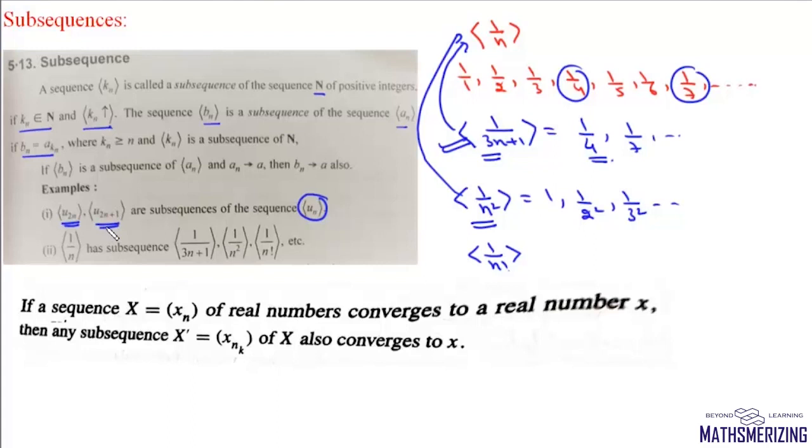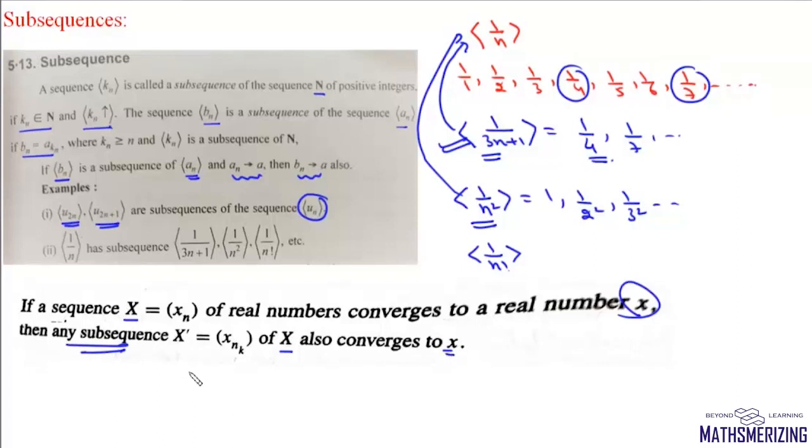Now the result which is important here is if bn is a subsequence of an, then if an converges to a, then bn also converges to the same limit a. In other words, we can say if a sequence x of real numbers converges to a real number x, then any subsequence of x will also converge to the same limit x.